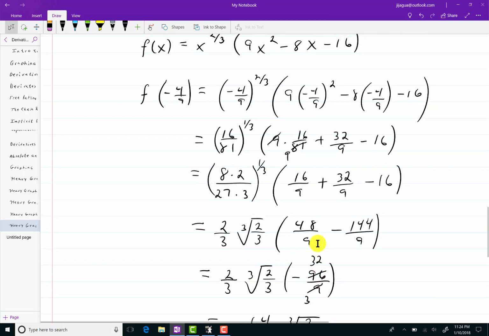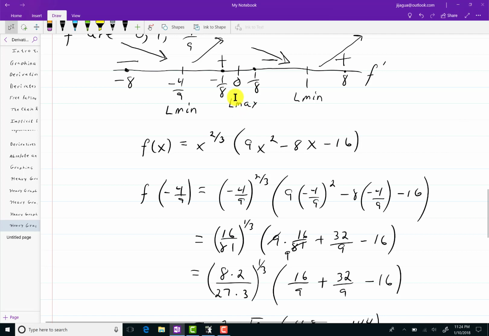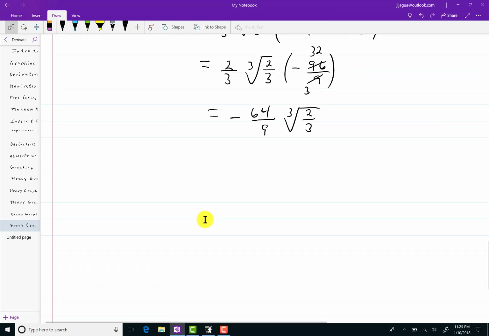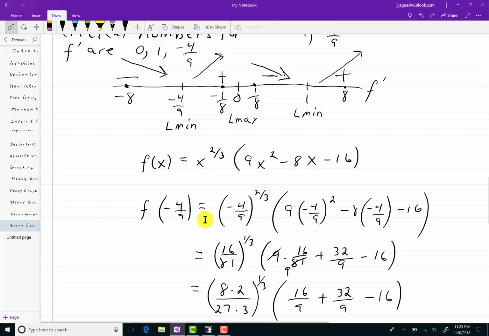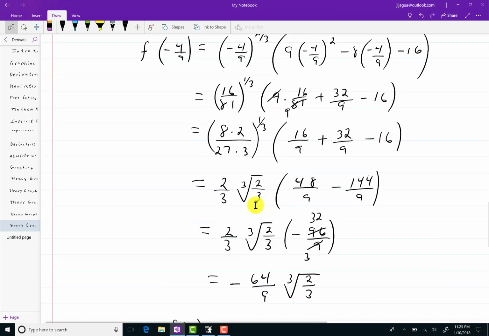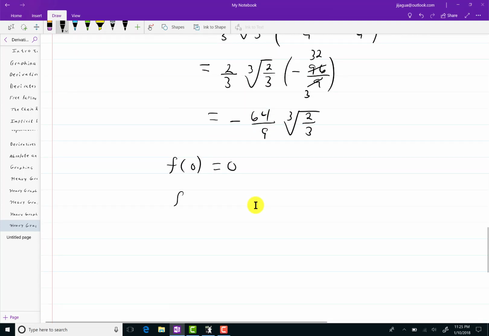So what other one do we have? 0, well that's easy, I've already plugged that one in. F of 0 equals 0, that's a local max, (0, 0) is a local max. And then I have another local min at 1. F of 1 equals 1 to the 2/3 times 9 times 1 squared minus 8 times 1 minus 16. That equals negative 15.